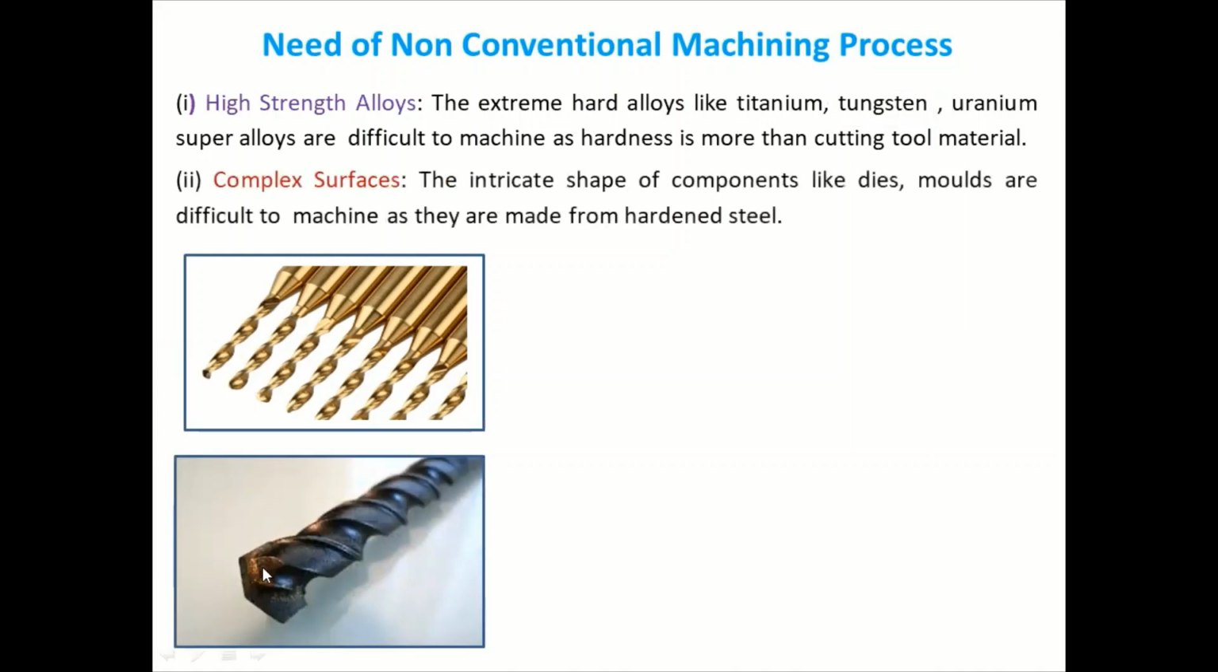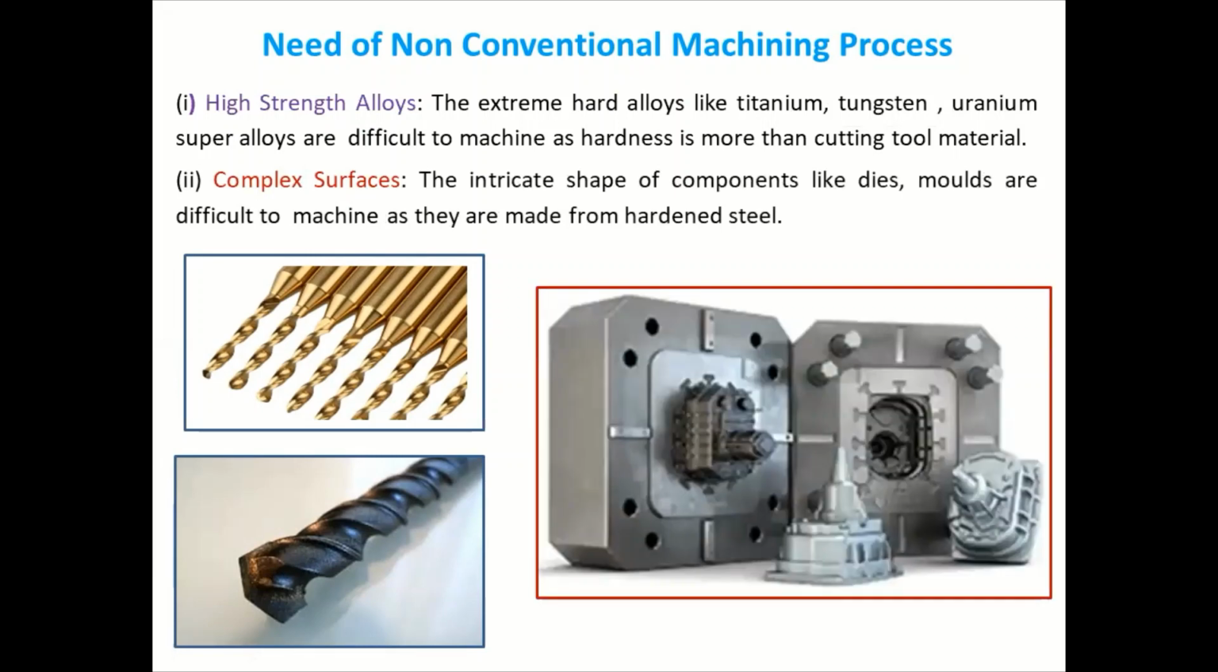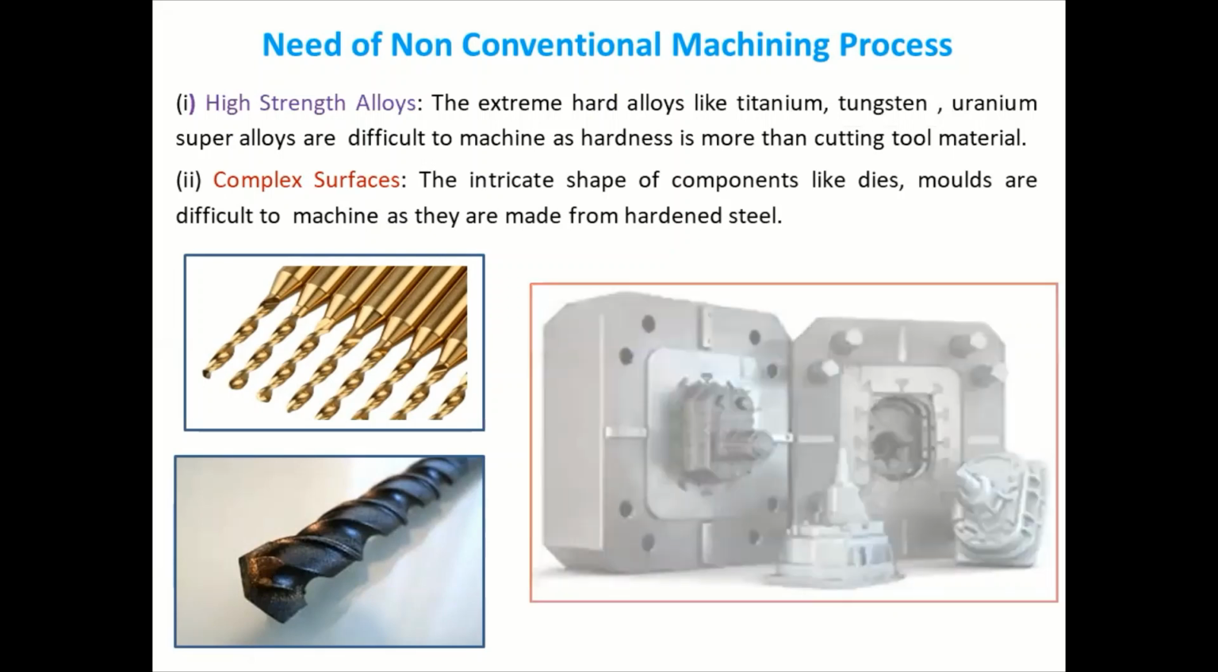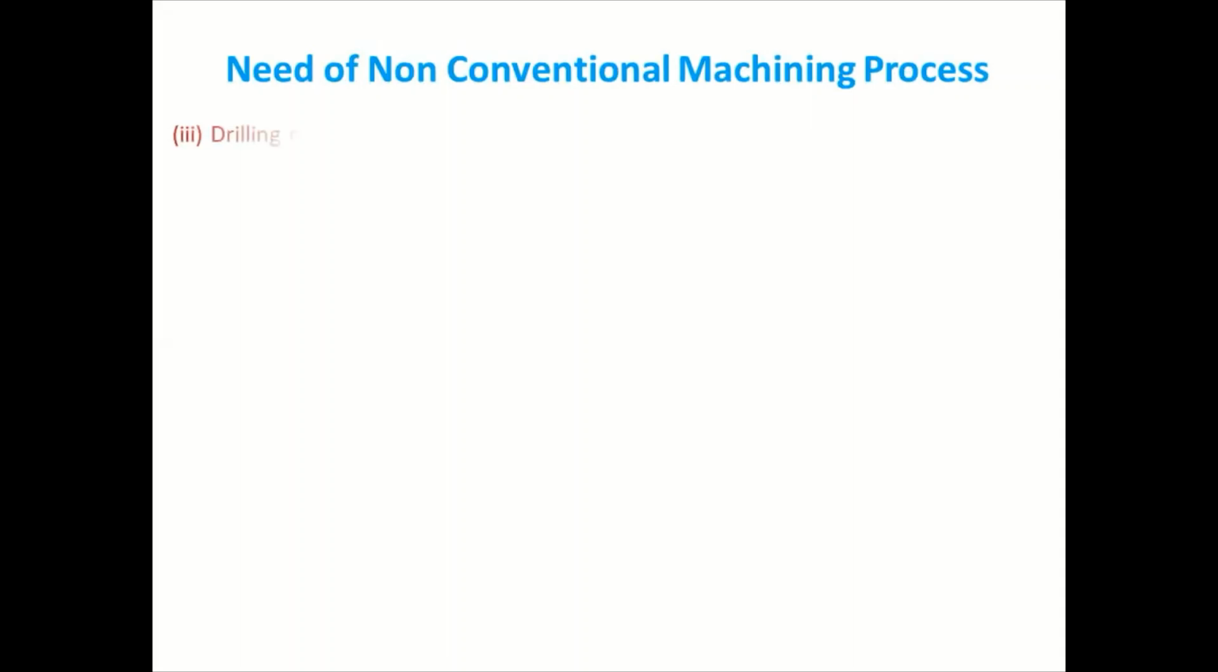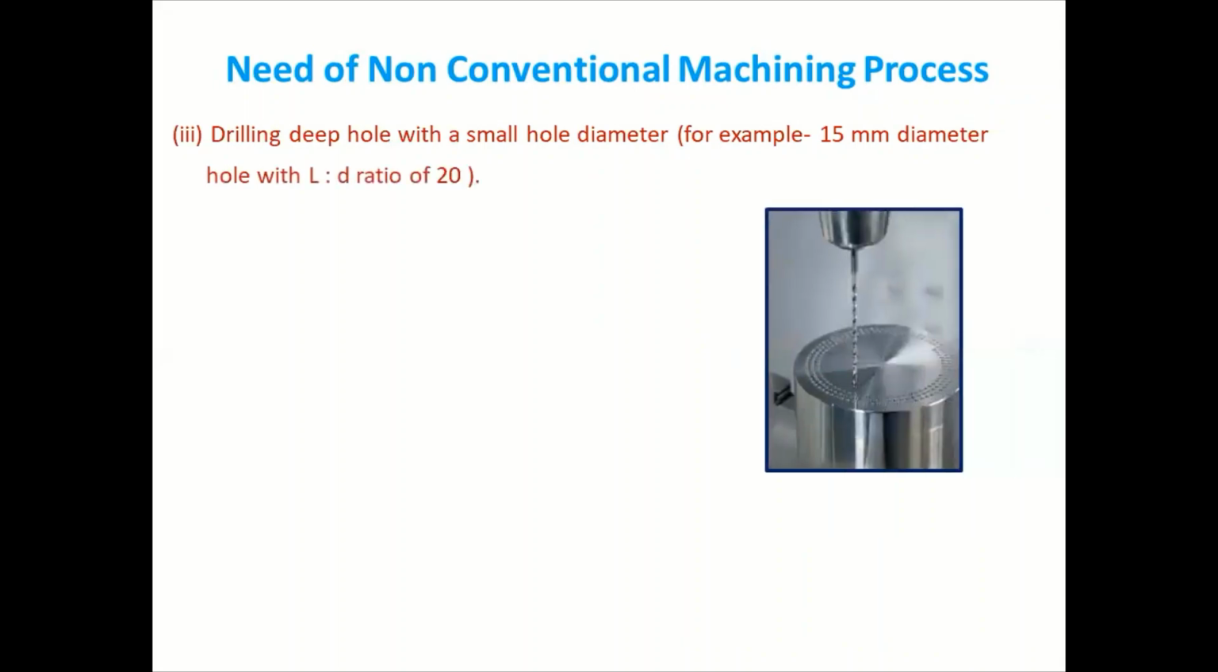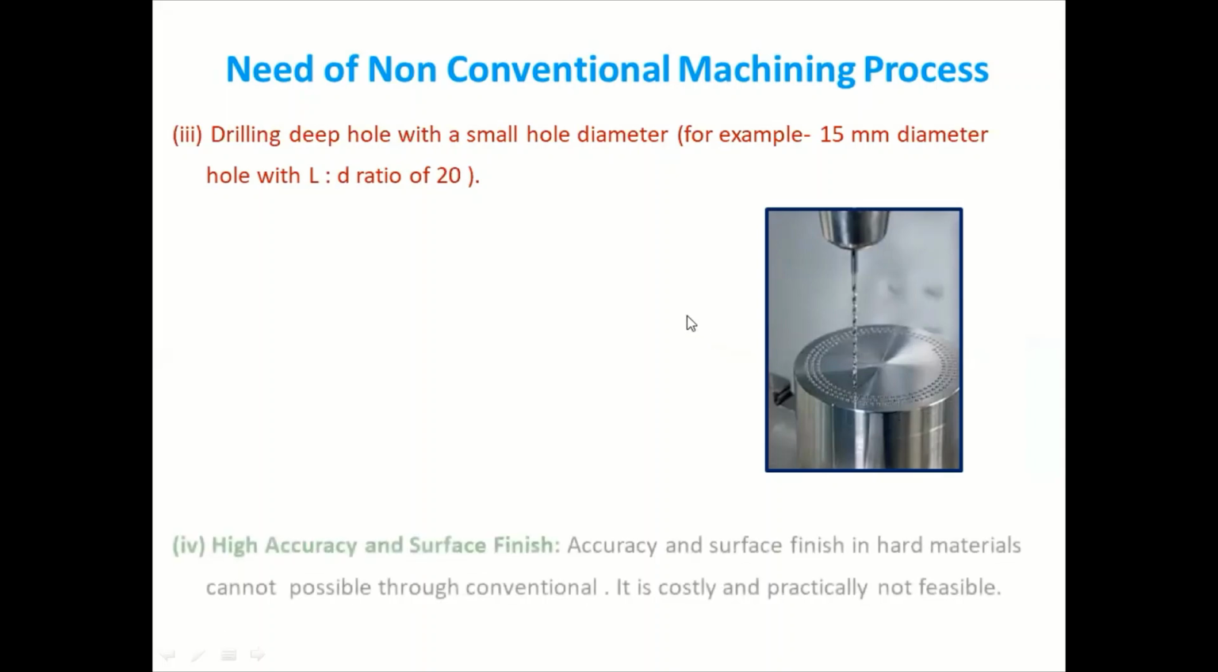A complex surface, as this die is very complicated, is only possible in the non-conventional machining process. Then drilling a deep hole with a small hole diameter. Even if I want a deep hole like this, I have shown a number of holes we are producing and the diameter is very small. So it is possible in the non-conventional machining process.